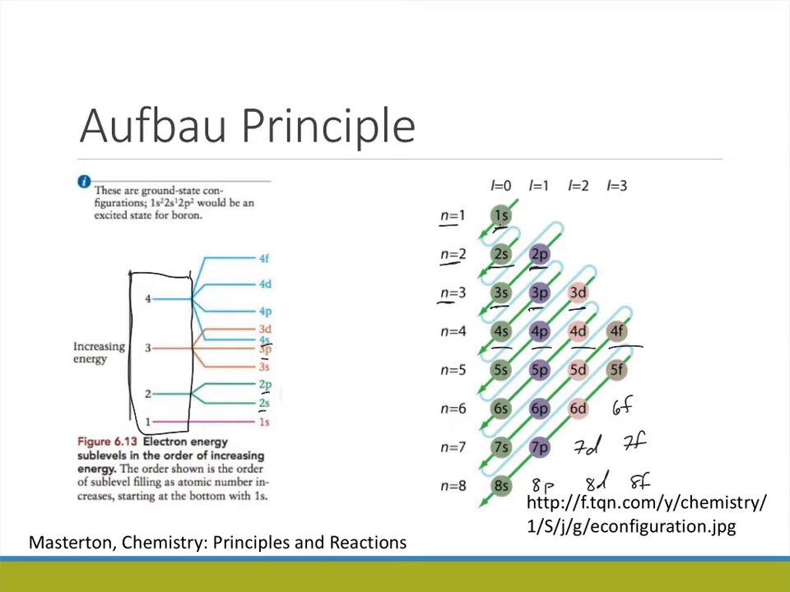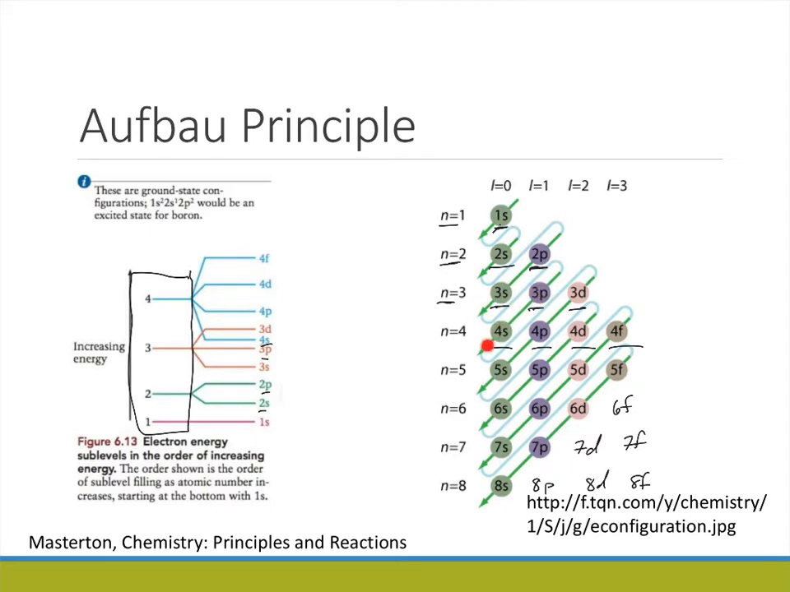Now, this pattern is actually pretty simple. See the green arrow here? We follow the green arrow down from tail to tip. We would fill up n equals 1, that 1s subshell. Once we filled that up with electrons, then we follow that little blue line there to the next tail, and we would fill up n equals 2, the 2s here. Then, if we have more electrons to add, we would move to the 2p. From the 2p, we would move to the 3s. From the 3s, we'd go to the 3p.